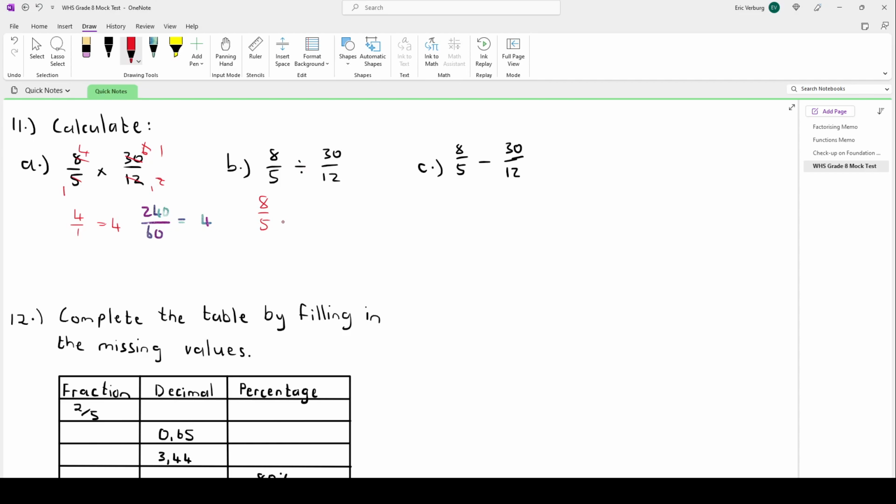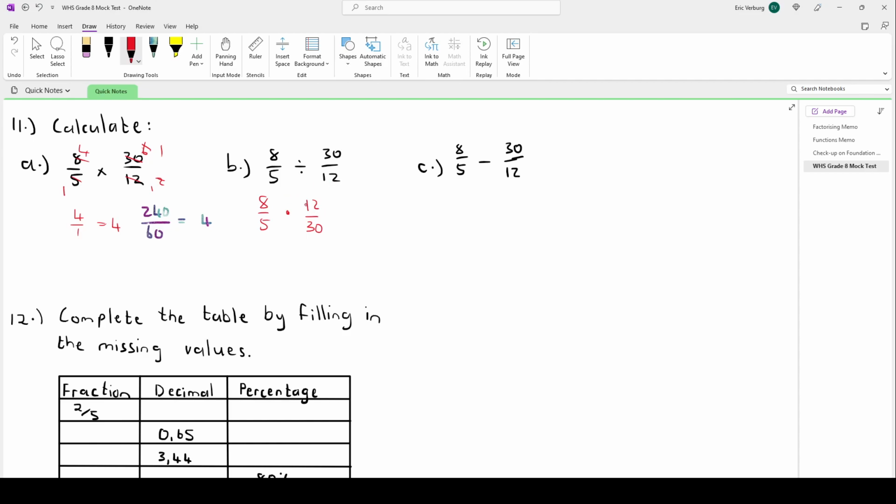Now, instead of division, we're going to change that into multiplication. And then we're going to flip the last fraction around. So 30 over 12 will become 12 over 30. And now we're just doing multiplication again. So again, we can first simplify and then multiply, or first multiply and then simplify. I'm going to simplify again.